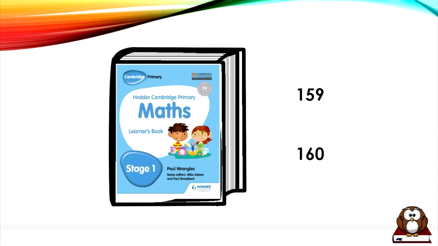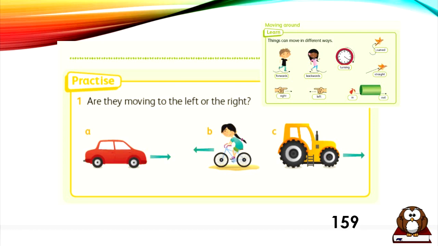So for today we're going to cover pages 159 and 160 in your math learners book. Okay, get your book and first open 159. Great. In this page we have practice, which is about moving around.